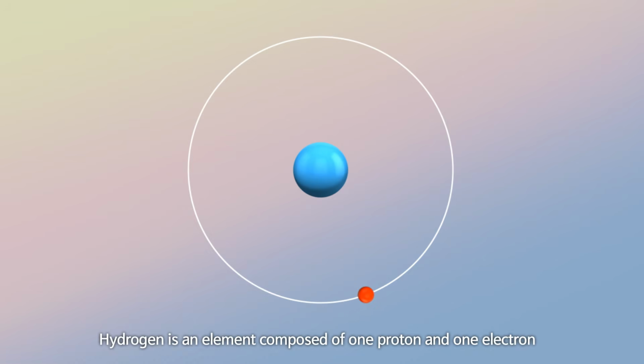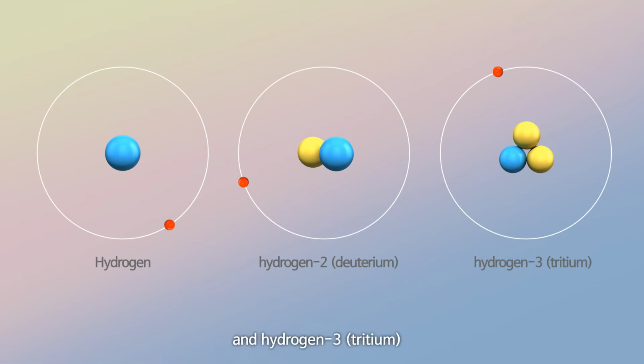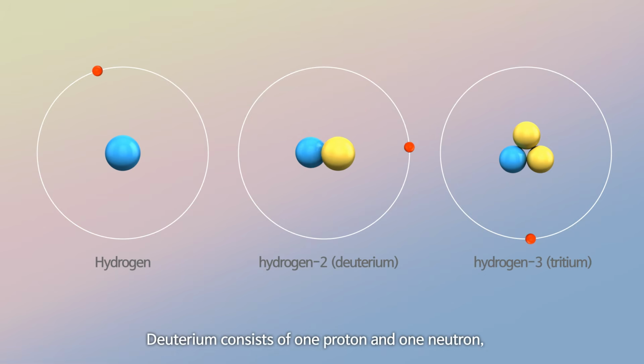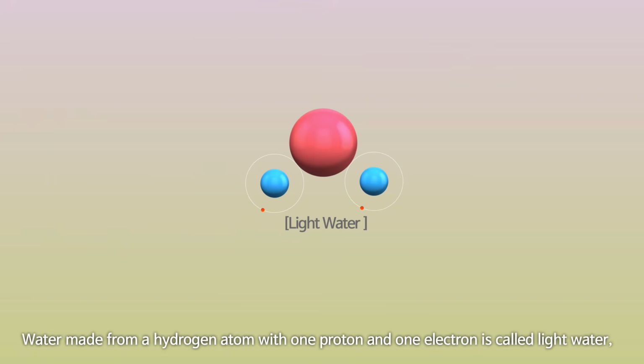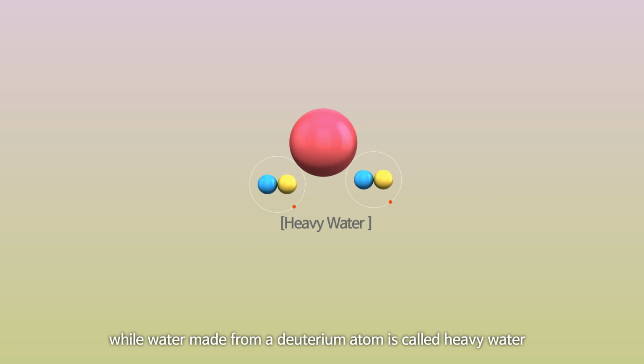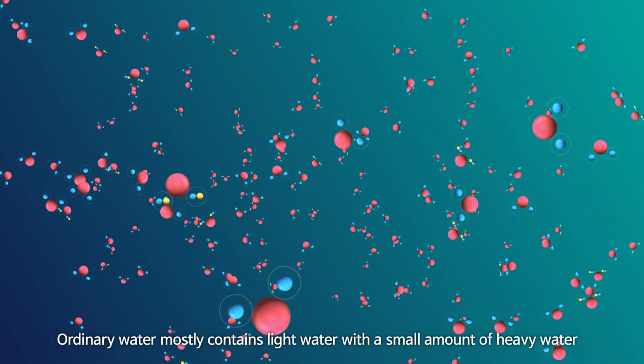Hydrogen is an element composed of 1 proton and 1 electron. Among isotopes, there are hydrogen-2, deuterium, and hydrogen-3, tritium. Deuterium consists of 1 proton and 1 neutron, while tritium consists of 1 proton and 2 neutrons. Water made from a hydrogen atom with 1 proton and 1 electron is called light water, while water made from a deuterium atom is called heavy water. Ordinary water mostly contains light water with a small amount of heavy water.